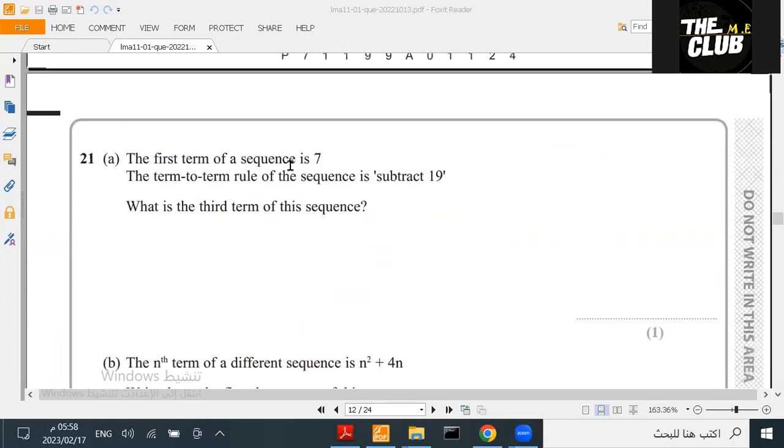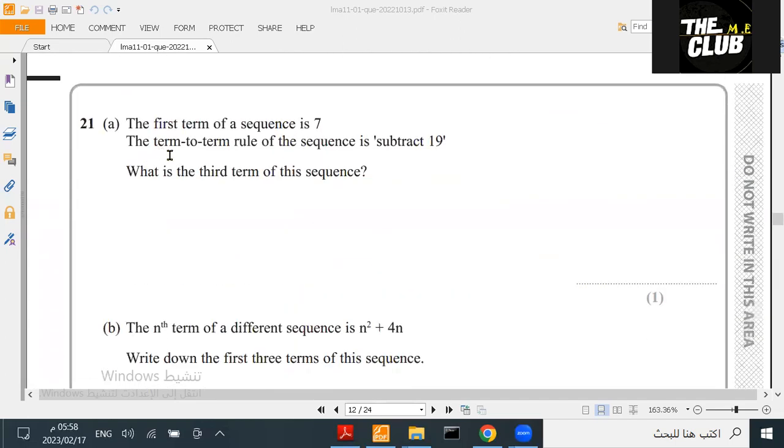Question 21A. The first term of a sequence is 7. The term-to-term rule of the sequence is subtract 19. What is the third term of the sequence?